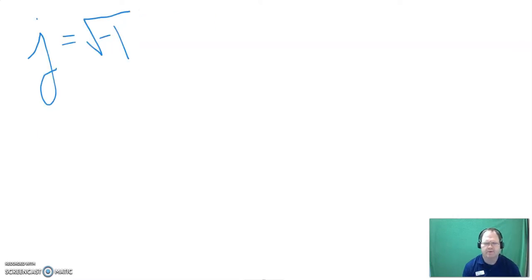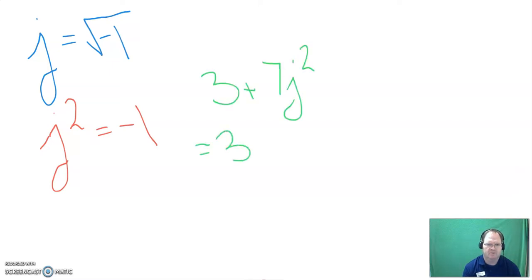I want to take a moment to talk about the J. So J is equal to the square root of -1, therefore J squared must equal -1. So if you see a J squared in an equation, just change it into a -1, much like this. And then we're just going to substitute and solve, and that just ends up being -4.